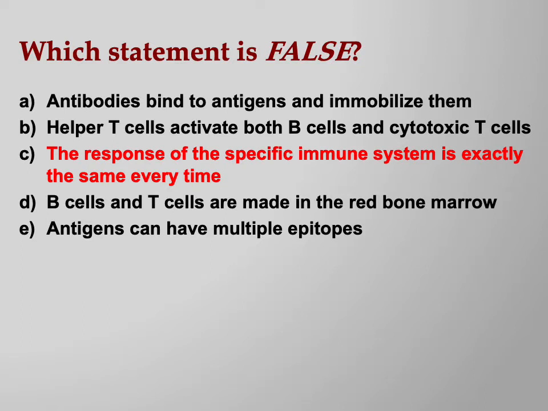So the response of the specific immune system is not exactly the same every time. It differs according to what you've been invaded by. The innate immune system is exactly the same every time. The specific immune system depends on what you've been invaded by, hepatitis, measles, whatever, all right?